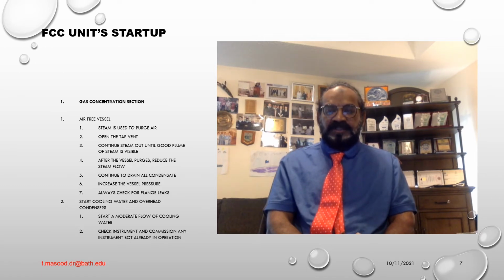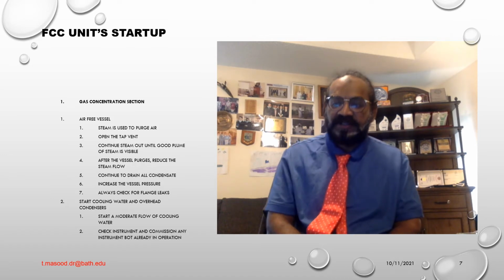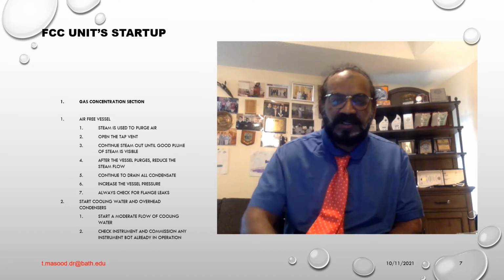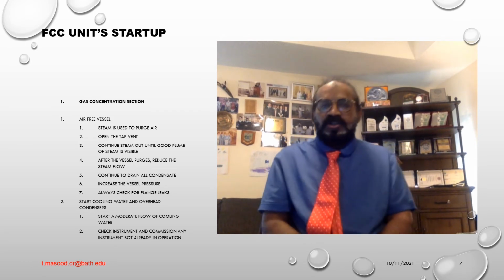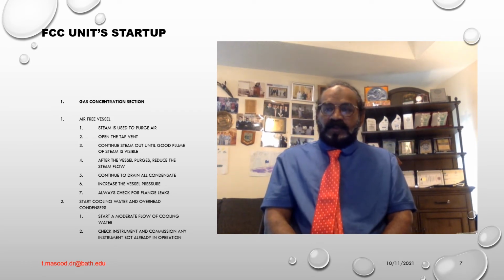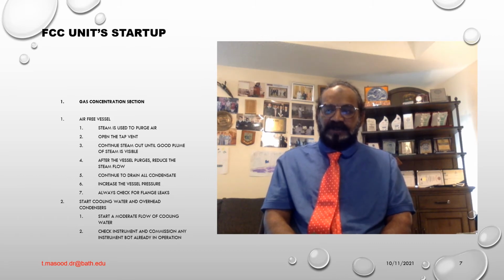First, if steam is used to purge air, the suction of the wet gas compressor is blocked to prevent steam from entering the compressor. Connect steam to steam-out connections at the bottom of each vessel or at a convenient low point on the vessel or associated piping. Number 3, open the top vent and begin steam injection. Continue steaming out until a good plume of steam is visible at the outlet of each vessel. During the steaming, drain condensate from the vessel's low points and connected piping such as pump suction lines.